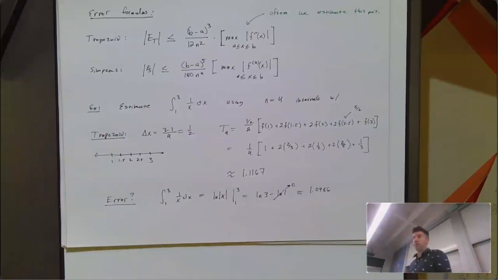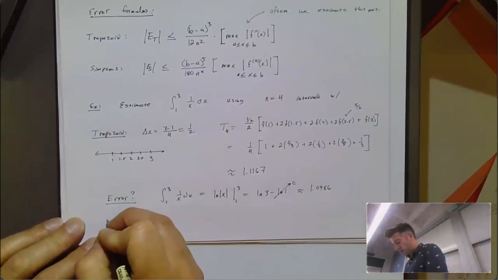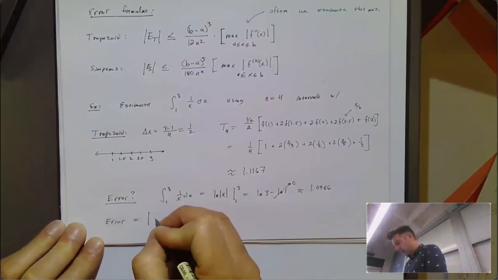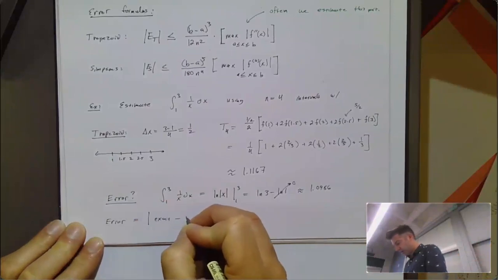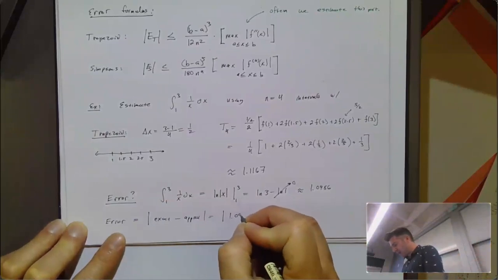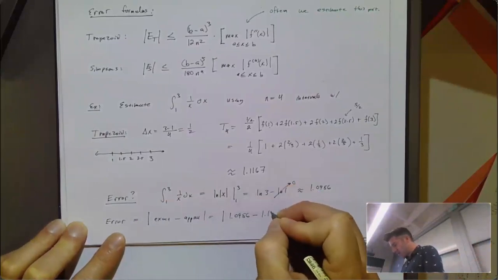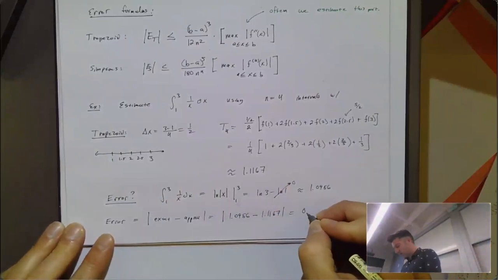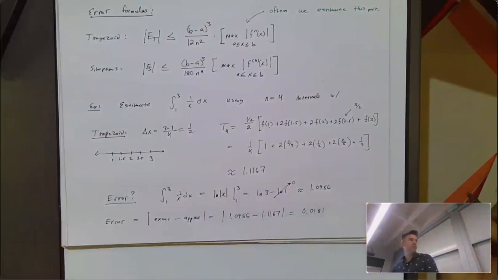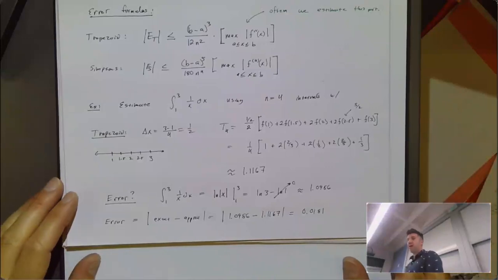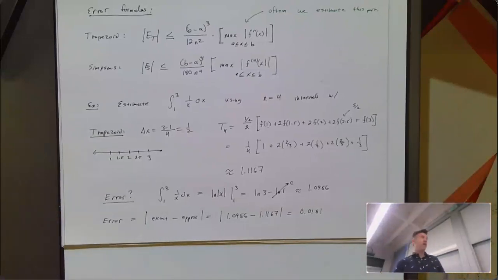Again, calculator. And then our error is the absolute value of the exact value minus the approximation: the absolute value of 1.0986 minus 1.1167. We do that subtraction, we get about 0.0181. How does that compare with what our error estimate tells us? Well, let's see.